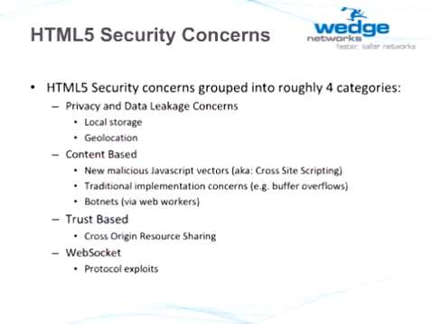So I'm going to divide these HTML5 security concerns into roughly four categories. First, privacy and data leakage, and that affects things like local storage and geolocation information. Second, content-based threats, so new malicious JavaScript vectors like cross-site scripting, traditional things like buffer overflows in the implementations, and botnets, which is something unique to web workers and multi-threading. In addition to that, we'll talk about trust-based threats, and specifically cross-origin resource sharing, and then we'll talk about WebSockets and protocol exploits.